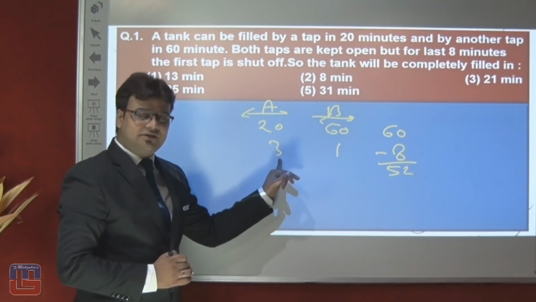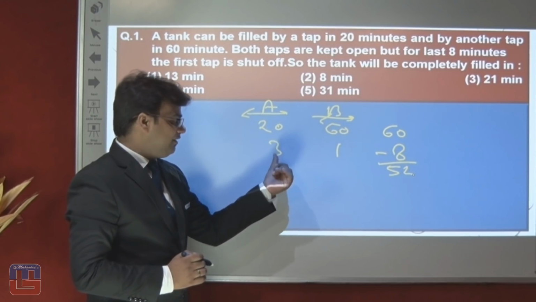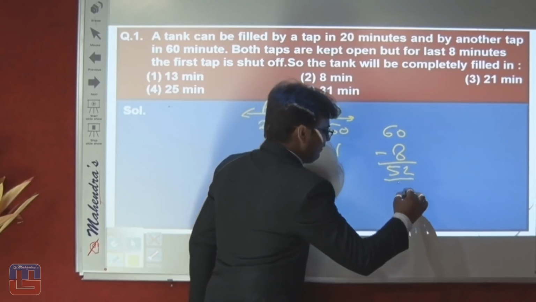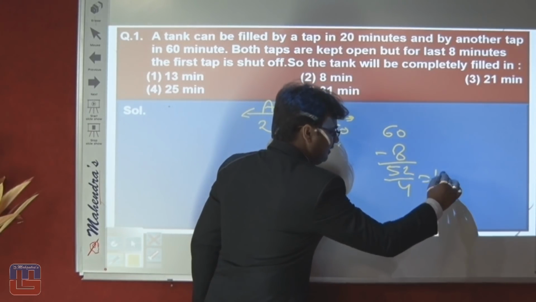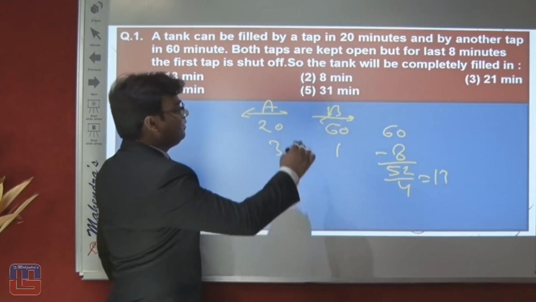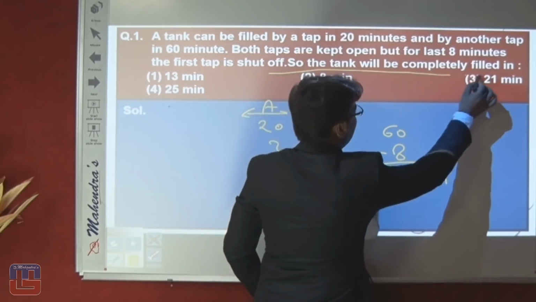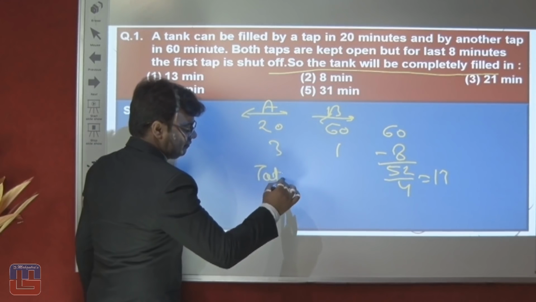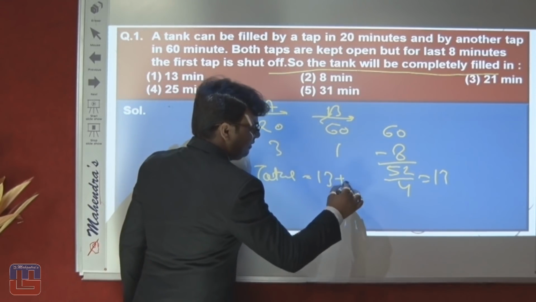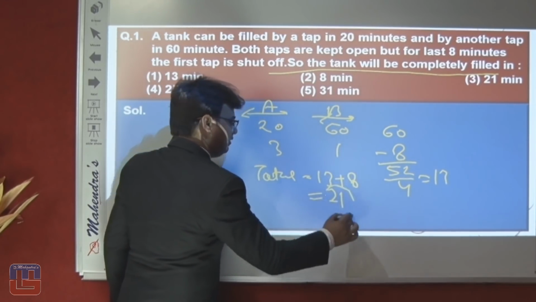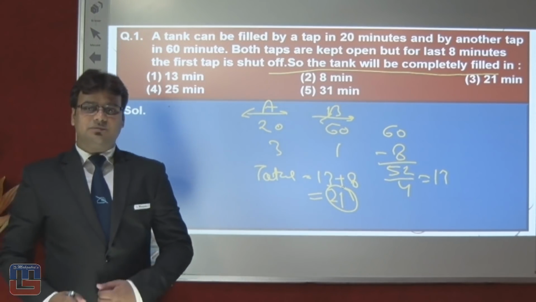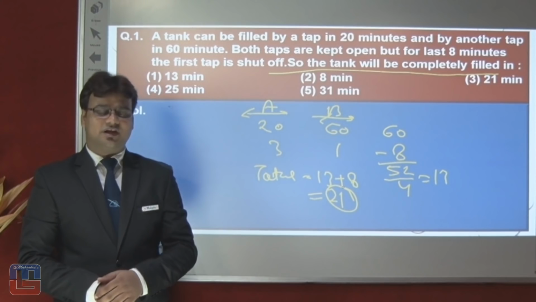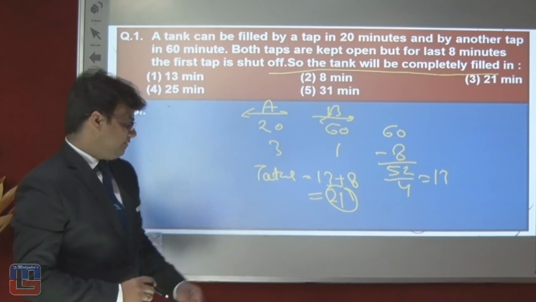If both pipes are working, how much of the tank can they fill per minute? 3 plus 1, that means 4. 52 divided by 4, what do we get? 13. The question asks how much time is taken to complete the filling. That means the total time is 13 plus 8, that means 21 minutes. See, 21 minutes is in which option? It is clear, it is available in the third option, so the correct answer is the third.